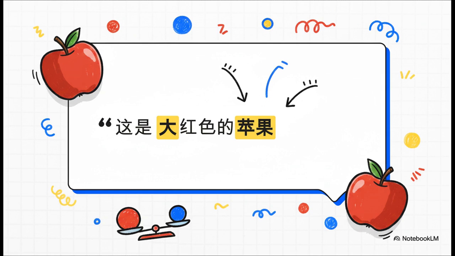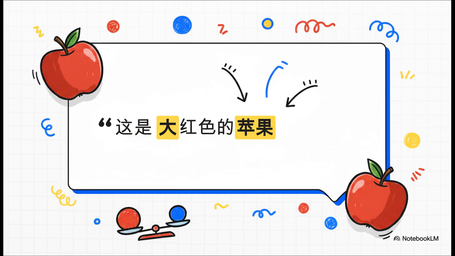Let's try saying it together, but let's go really slow, piece by piece. First, 这, that's a fourth tone. 是, also a fourth tone. Then, 大, our fourth tone again. Then, 红色, that's a second tone followed by a fourth tone. 的, that's a neutral tone, so it's super light and quick. And finally, 苹果, a second tone, then a third tone.